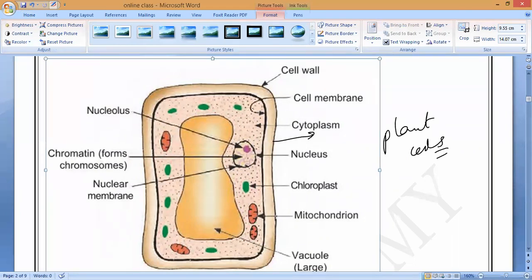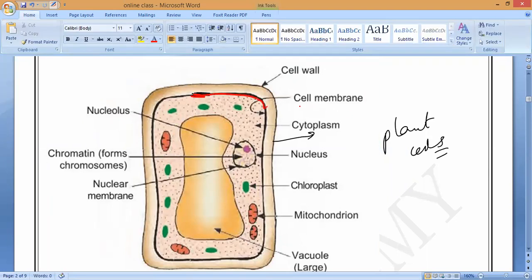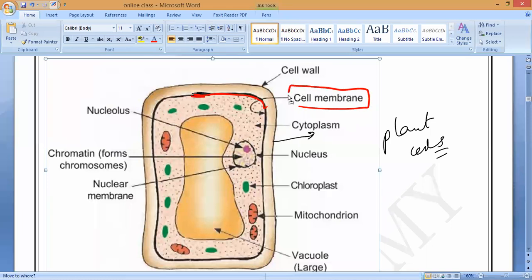So you can observe this darkened outer layer; I will make it red color, then you can understand. What is this called? This is called the cell membrane. We have studied this first part of the cell, which gives the shape and size. Now, outside this cell membrane, we have one more layer here.